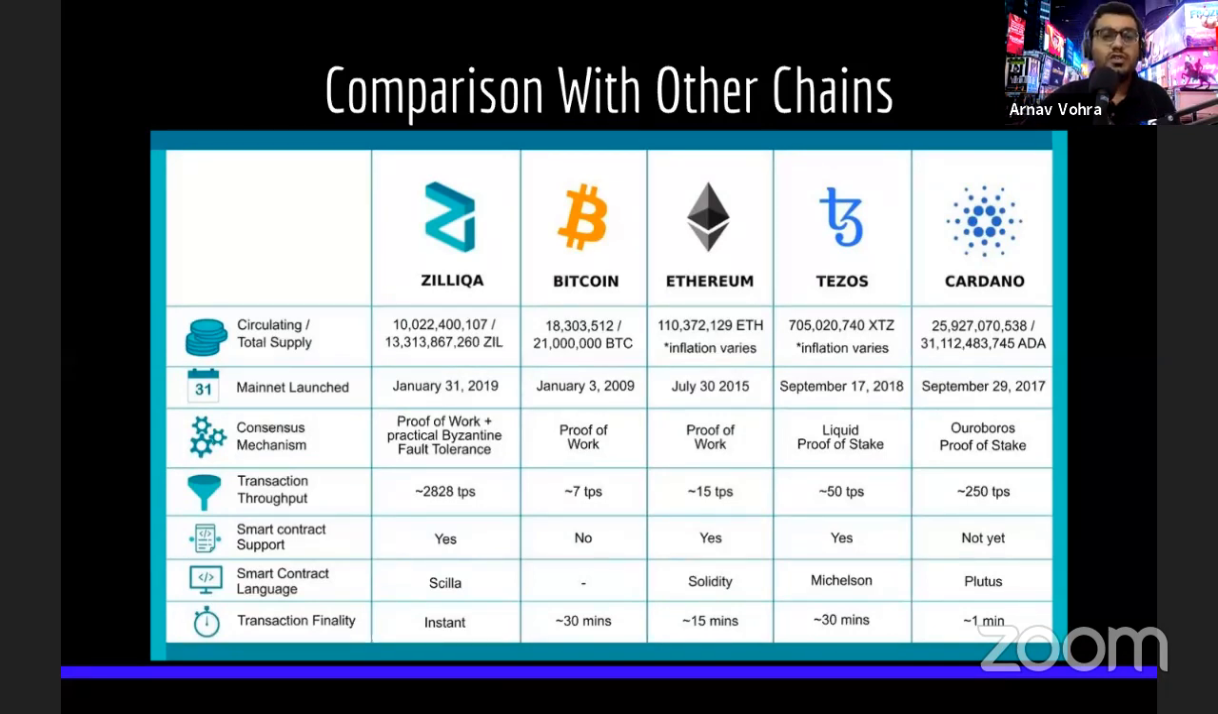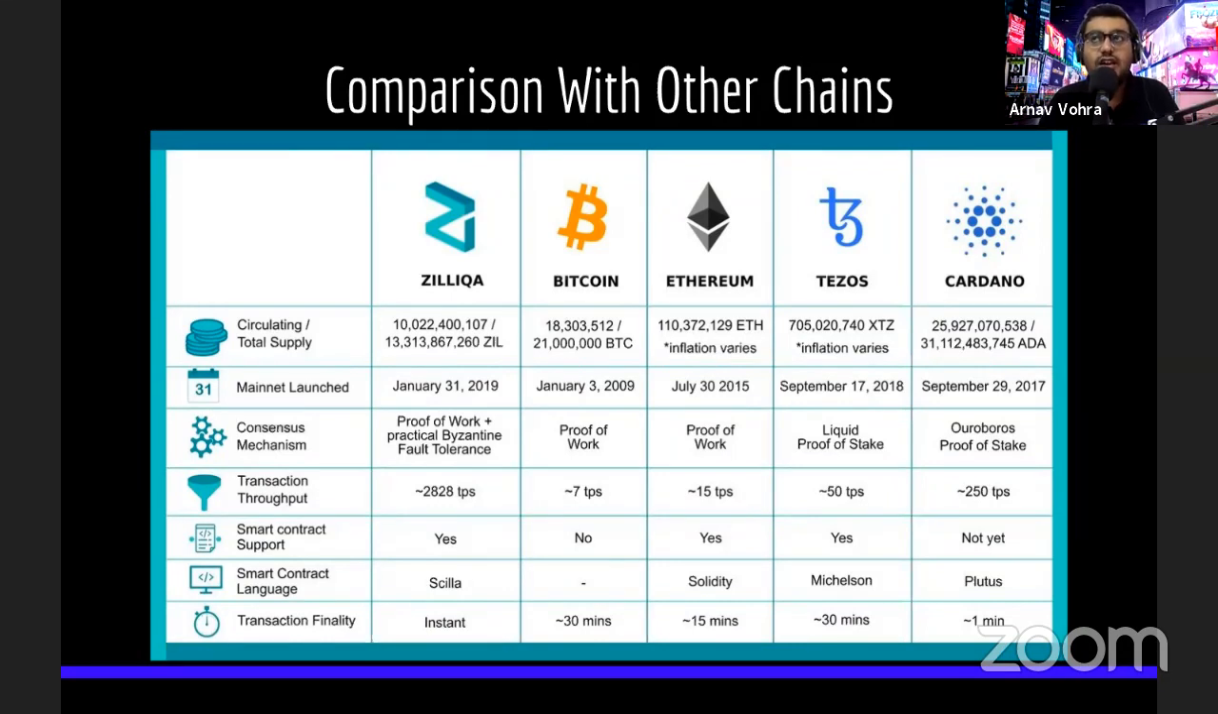Yeah. So this is how Zilliqa compares with other chains. The main criteria you need to look at is the transaction throughput, and our consensus is actually proof of work plus PBFT. Amit talked about that in the previous session as well.